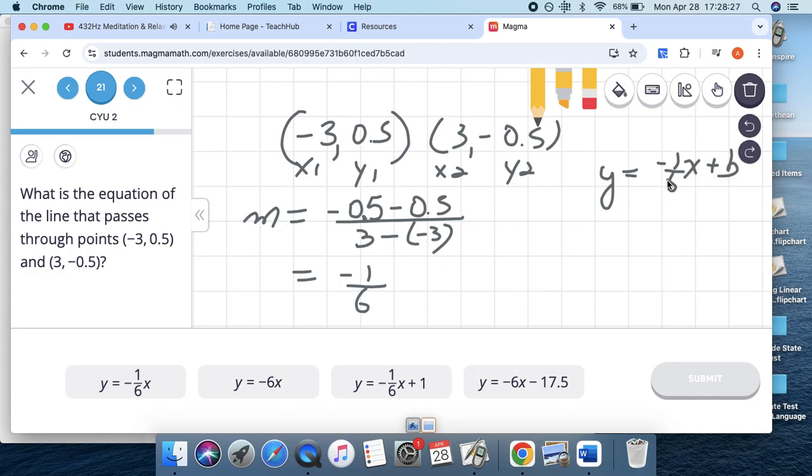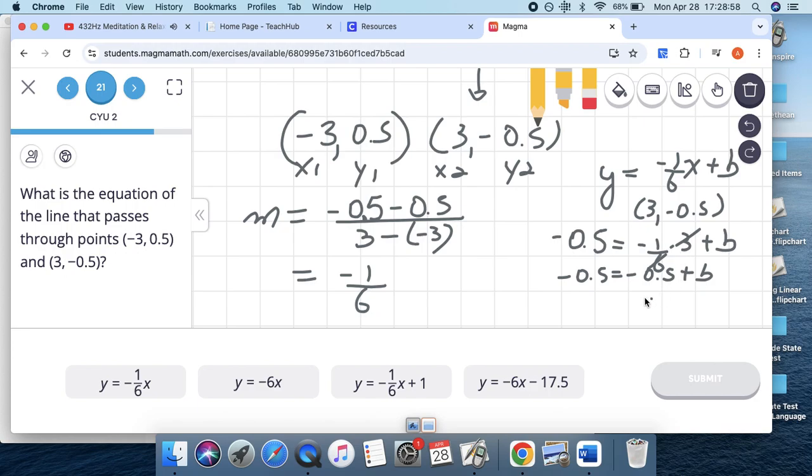We gotta find b. So to find b, you pick a point, and we have a point. Let's pick this guy right here, the point 3, negative 0.5. Let's substitute y with negative 0.5 and x with 3 to find b. So we get negative 0.5 equals negative 1/6 times 3 plus b. Negative 0.5 equals negative a half plus b. And b, well, we're going to add 0.5 to both sides. We get b equals 0.